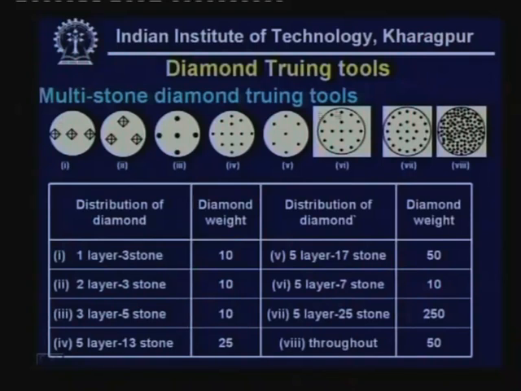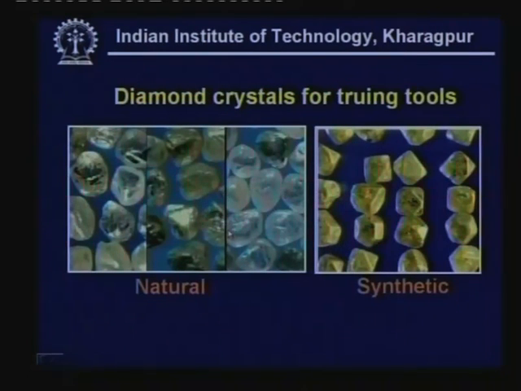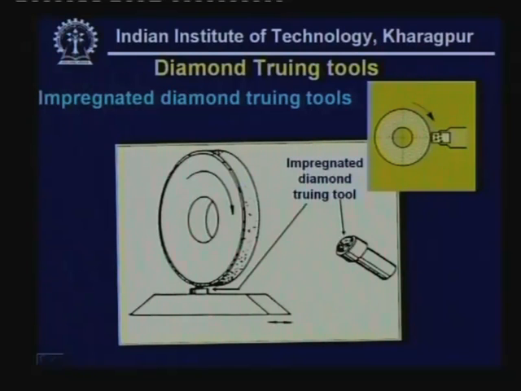We have different types of truing tool, either with a multi-point diamond, or we have an impregnated diamond, which is illustrated in this figure. These are the different types of diamond crystals used for this truing tool. These are natural crystals, and we also have synthetic crystals which go straight into the preparation of the truing wheel. This is an impregnated tool which is used for this truing action, illustrated here.